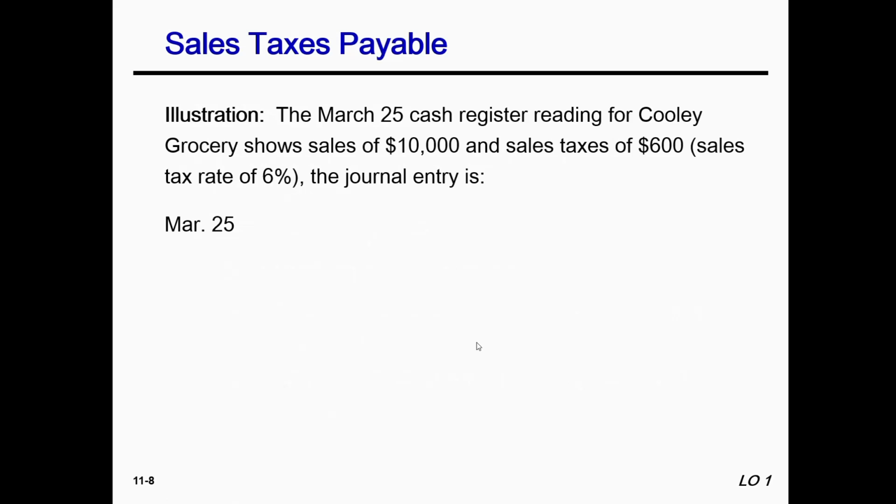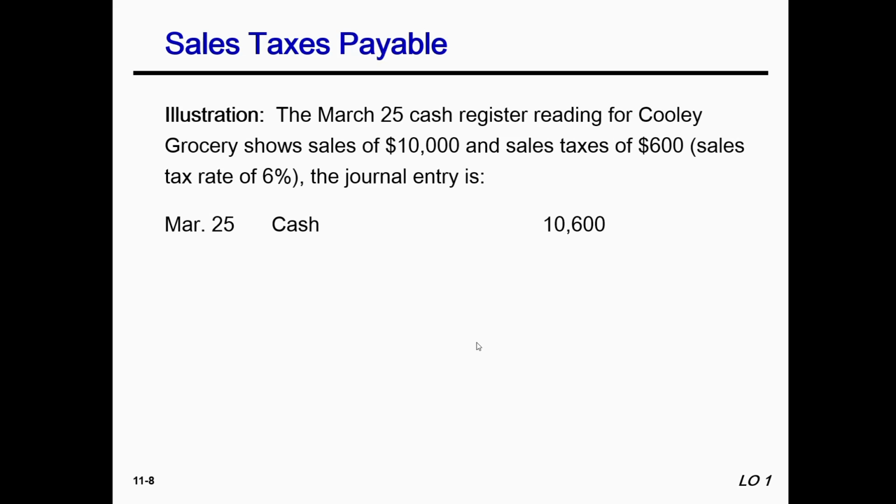Let's look at this example. The March 25th cash register reading for Kole Groceries shows sales of $10,000 and sales taxes of $600. So it means the 600 is the sales tax collected from the customer, and 600 on 10,000 is 6%. They have already calculated it for us. So for the journal entry on March 25th, Kole will record that they collected the cash not only for their product but also the sales tax. So together the cash which they have collected is 10,600.